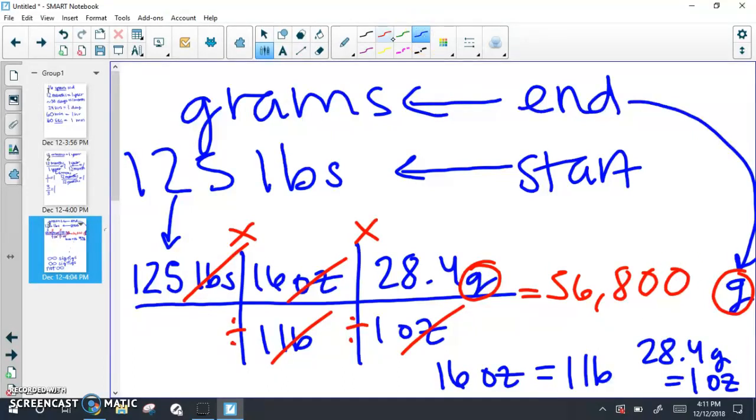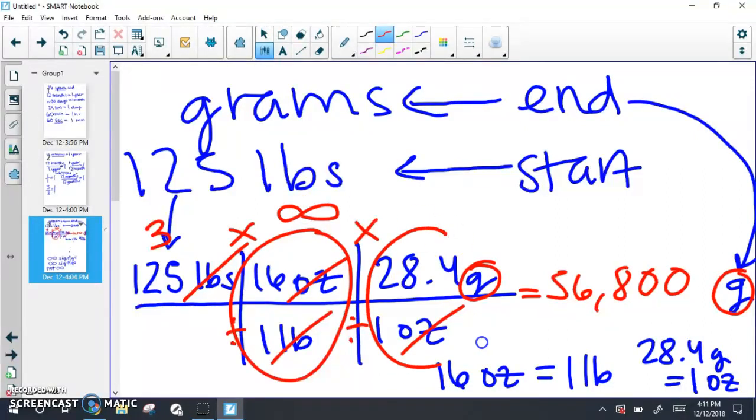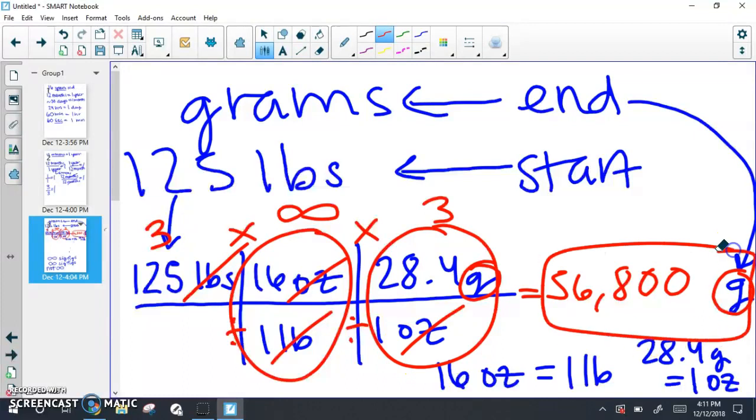Now let's talk about sig figs. 125 has 3 sig figs in it. These things, since it is a perfect conversion, it's within English to English units, that has an infinite amount of sig figs. This one right here is not perfect because we're jumping across metric systems, so you need to count how many sig figs there are. 28.4 has 3. This one is a reference point, so it doesn't count, meaning that our answer has the right amount of sig figs already.